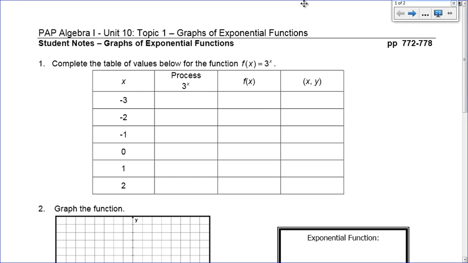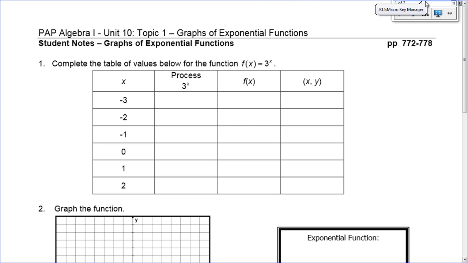We're going to do a video over graphs of exponential functions. You got introduced to exponential functions yesterday, what they look like, how quickly something can get really big or really small. Today we're going to talk about what those graphs look like. And so the first thing it asks us to do is to complete this table of values for this function.